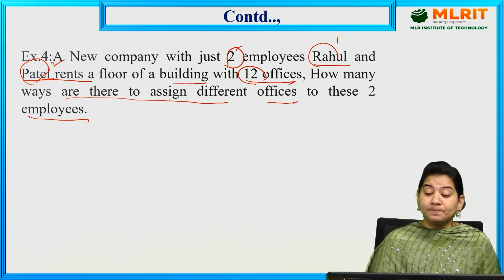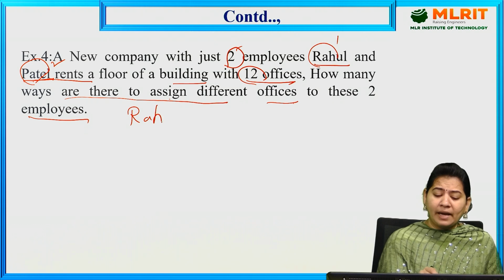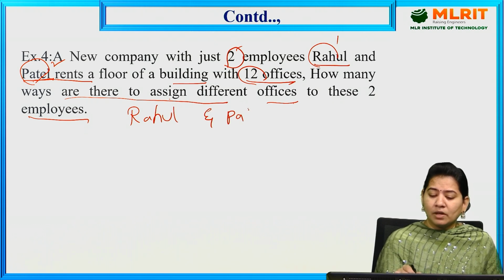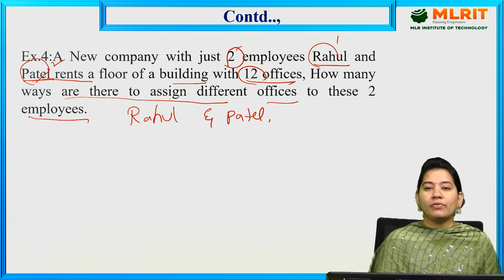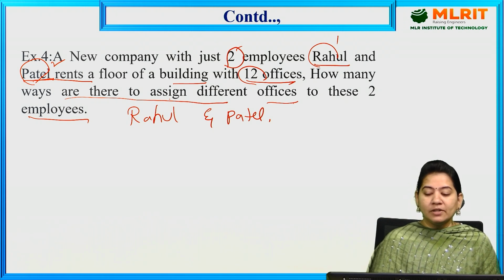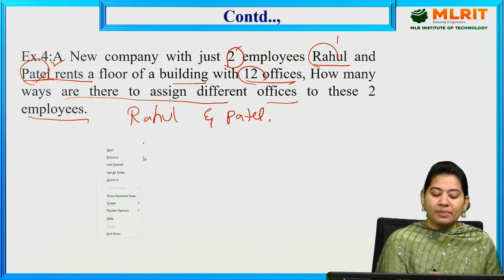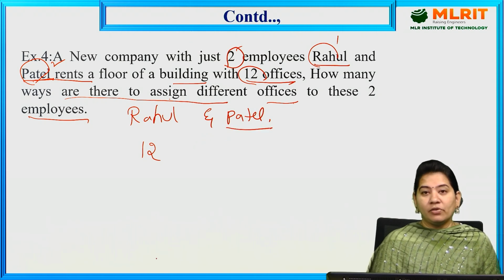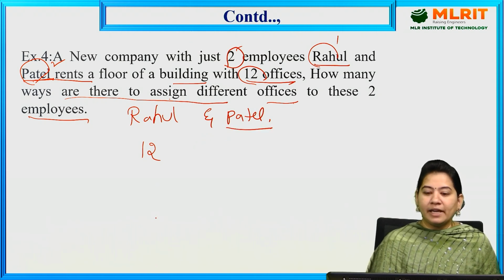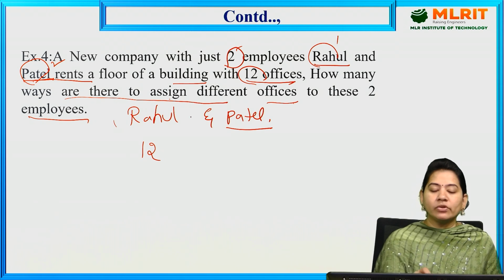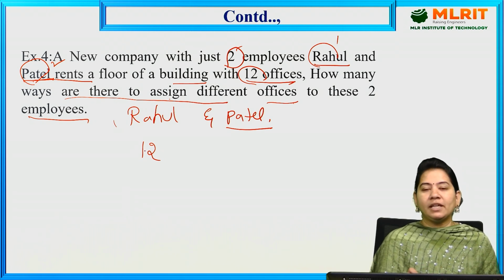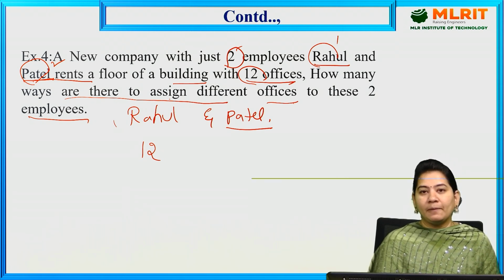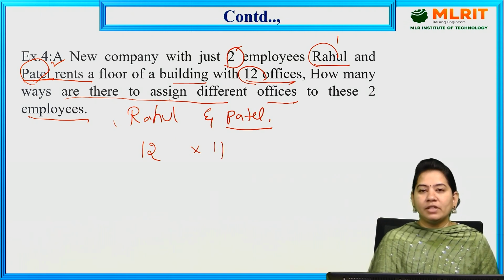So here Rahul and Patel both are there. Now I want to assign different offices for them. Altogether we have 12 offices. If I am assigning one office to Rahul, how many choices does he have? 12. Now, when assigning an office to Patel, I can't assign all 12 again. Why? Because if one is assigned to Rahul, then obviously that one is removed for Patel. So he'll have only 11 choices.